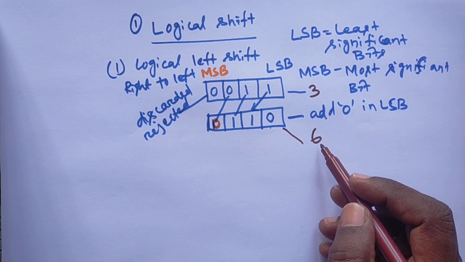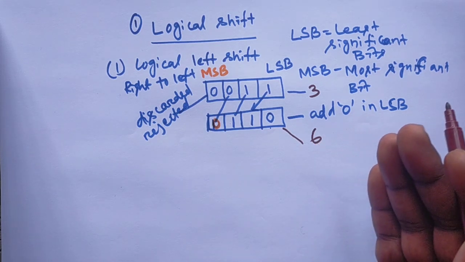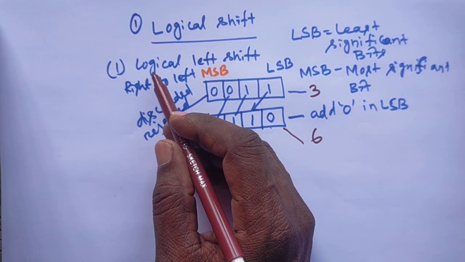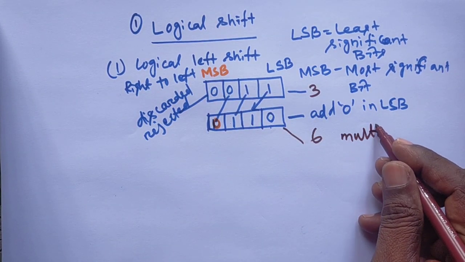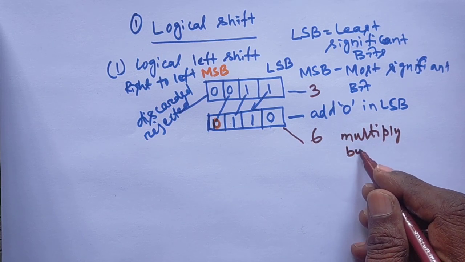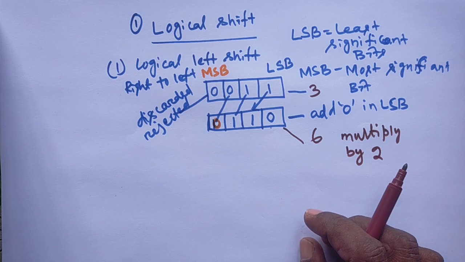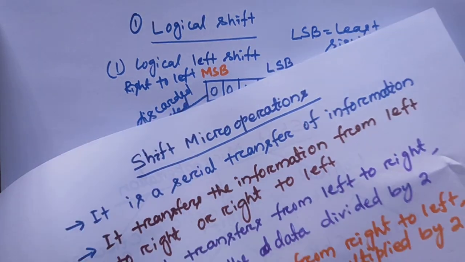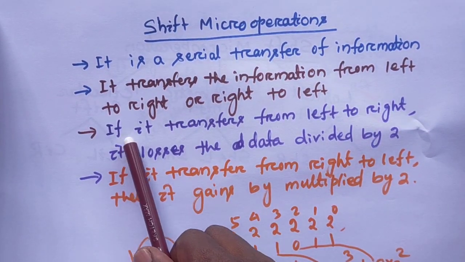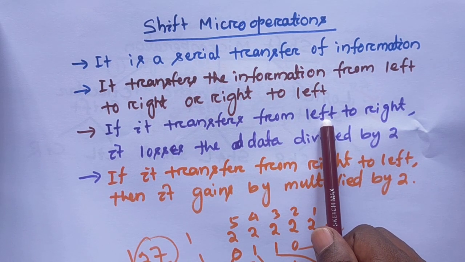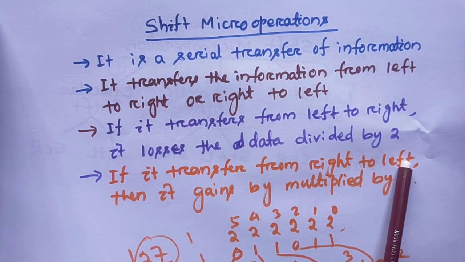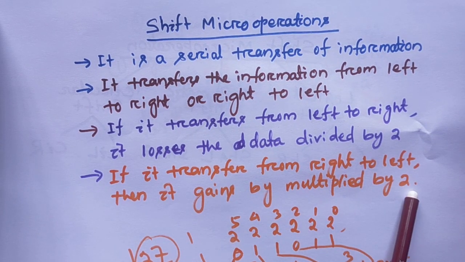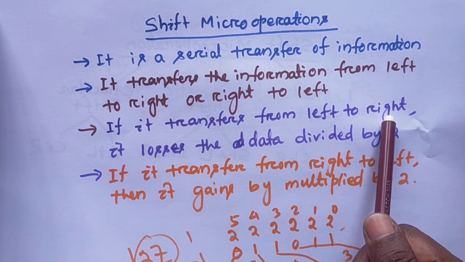3 into 2. That means whenever your data transfers from right to left, using this logical left shift, it will be multiplied by 2. I told you already, it is multiplied by 2 whenever data transfers from right to left. If it transfers from right to left, it is multiplied by 2. If it is reversed, left to right, it is divided by 2.